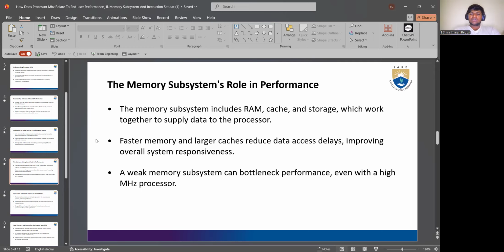A weak memory subsystem can bottleneck performance even with a high megahertz processor. So of both parts, even if you have a high processor and a low memory subsystem, performance will bottleneck. A balanced system will easily outpace the one with a high processor and low memory subsystem, even if both the memory subsystem and the megahertz processor are mid-range.